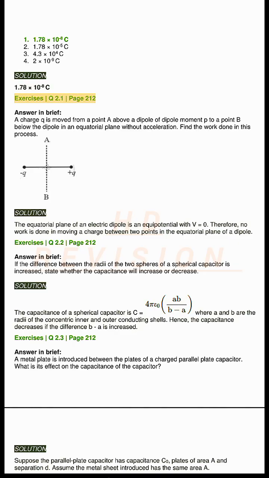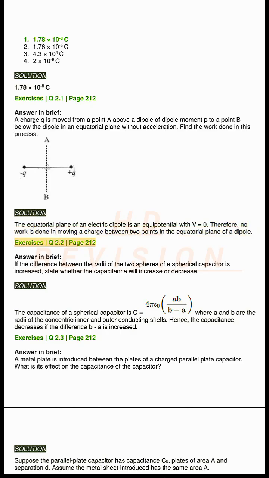Exercises Q2.1, page 212. Answer in brief. A charge Q is moved from a point A above a dipole of dipole moment P to a point B below the dipole in an equatorial plane without acceleration. Find the work done in this process. Solution. The equatorial plane of an electric dipole is an equipotential with V equals 0. Therefore, no work is done in moving a charge between 2 points in the equatorial plane of a dipole.